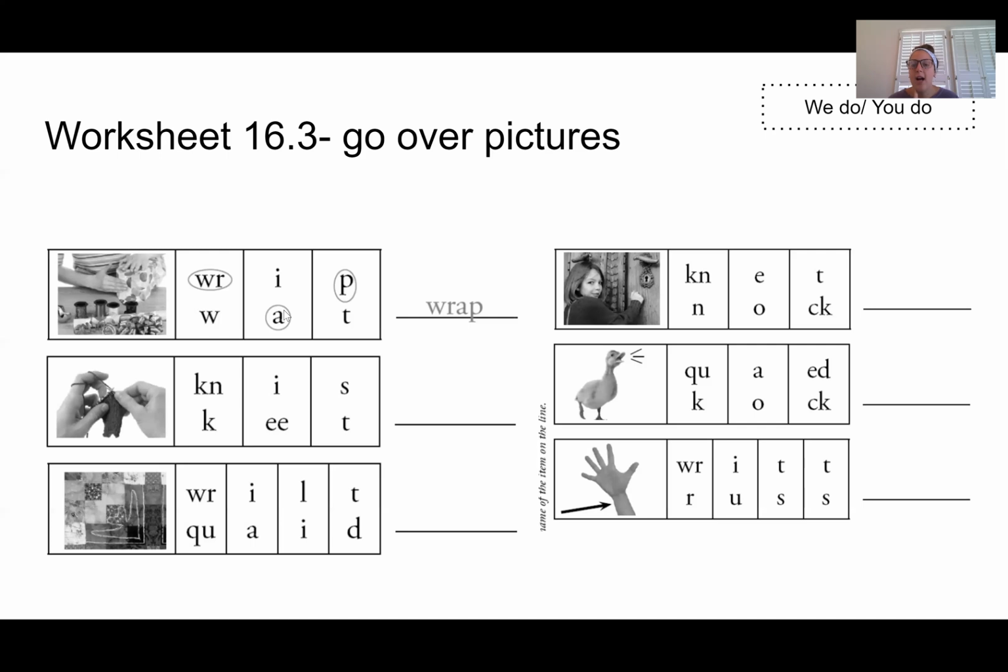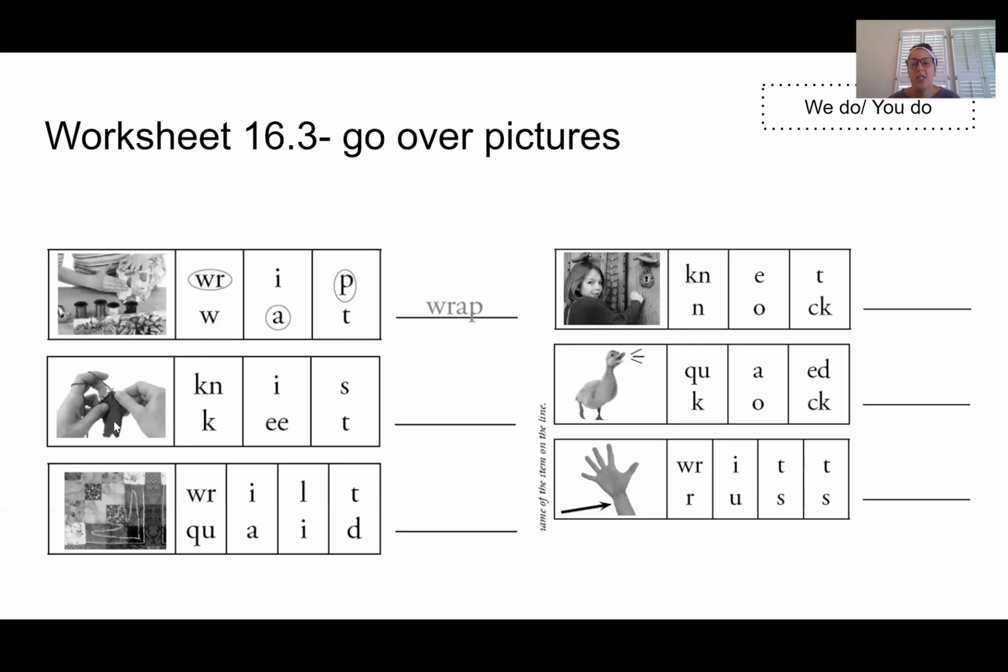All right, so R, A. What letter makes the A sound? It is A. Very good, friends. So circle the letter A. R, A, P. What makes the P sound? The letter P makes the P sound. Very good. So circle the letter P. After you've circled all the letters that make that word, you're going to write the letters on the line. So W-R, A, P. Very good. All right. Let's go down to this.